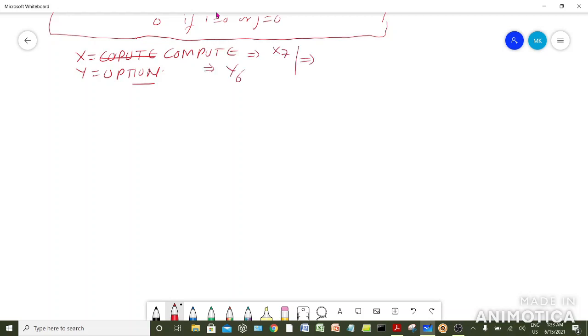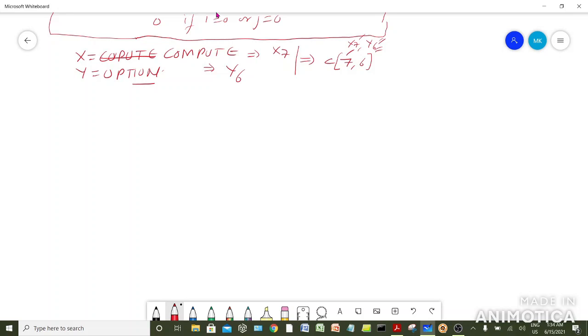Fine. So the LCS of them will be stored in C of 7 and 6. We can say 7 and 6 means when x7 was considered and y6 was considered. What is this? Prefix. These are all prefixes. x7 is a prefix containing the complete string x. y6 is again a prefix containing the complete y. So we need to generate this.